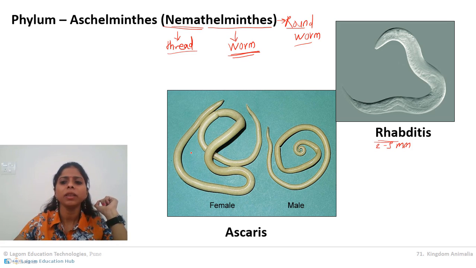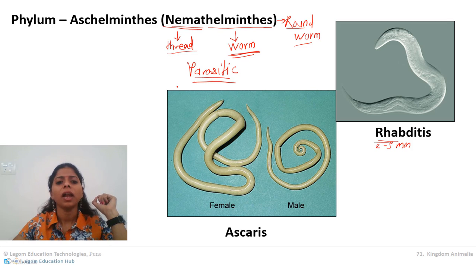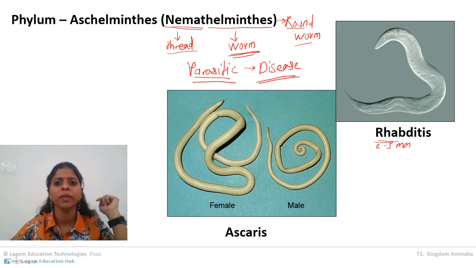The next thing is that they are mostly parasitic. Very few of them are free living, but most of them are parasitic, and they are known to cause very dangerous diseases in human beings, as well as in plants and animals. So they are parasitic and disease causing. They are responsible for many diseases. These are some general characteristics of them.